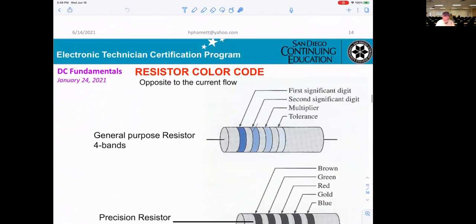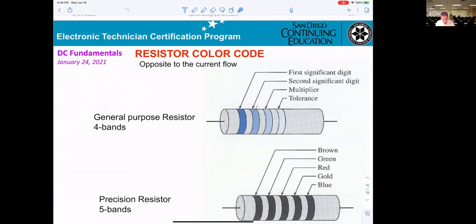And now, the resistor color code. Last time we already told you, but this time I modified it. Make sure it's correct. So basically, you can get the 4 band, 1, 2, 3, 4. That's general purpose. 5 bands is precision. The only difference is the precision one is more accurate than general purpose, but they work the same way. So the first band is the first digit, the second band is the second digit, the third band is the multiplier, and the tolerance is the last one.